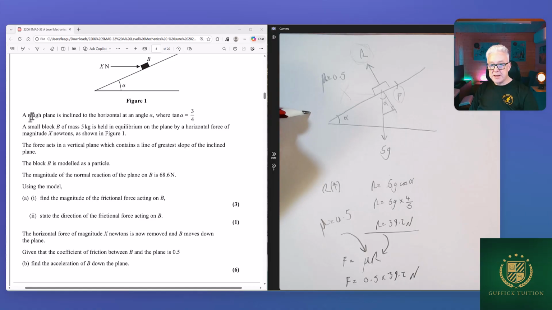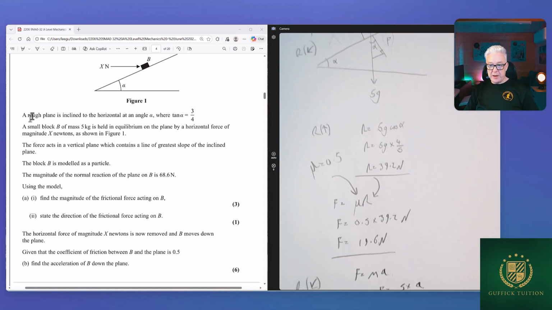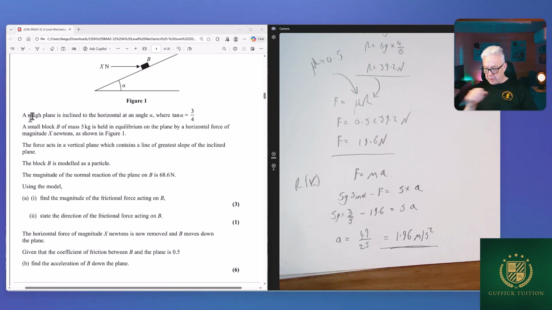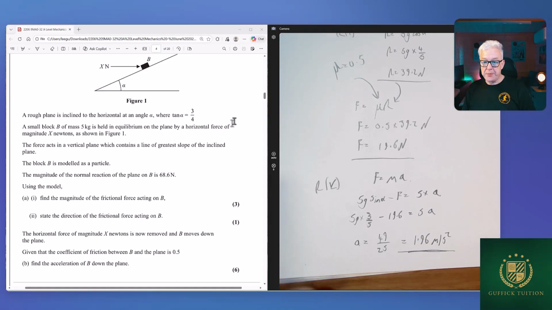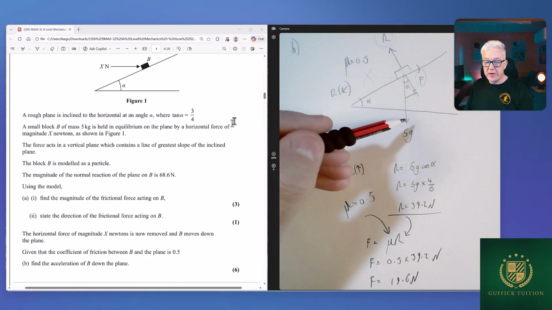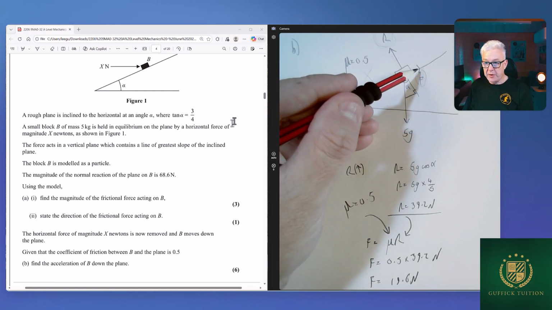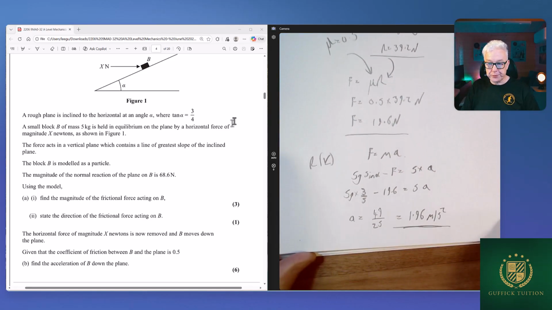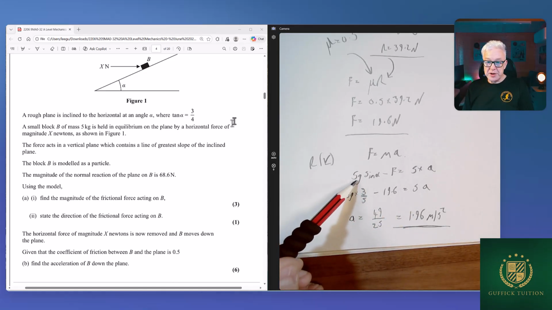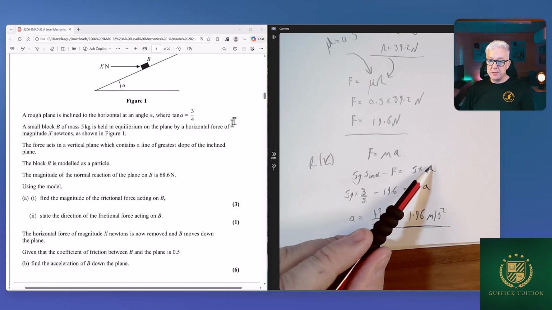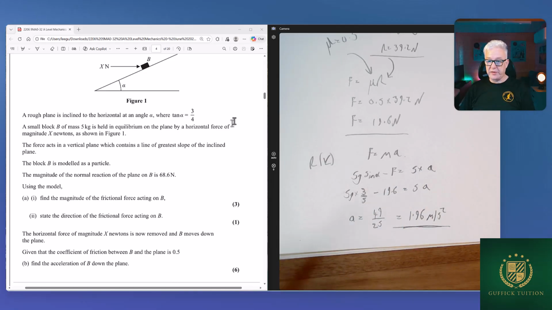So we're now ready. Let's resolve going down the plane because that's the direction that the block is moving. So our final step is now to resolve down the plane. It's moving, so I'm going to use Newton's second law. So resolving down the plane, what have we got? We've got 5g sine alpha pulling down the plane, and we've got the frictional force acting against it. So our resultant force is 5g sine alpha minus F, and that's going to equal the mass times the acceleration, and the acceleration is what we're trying to find.